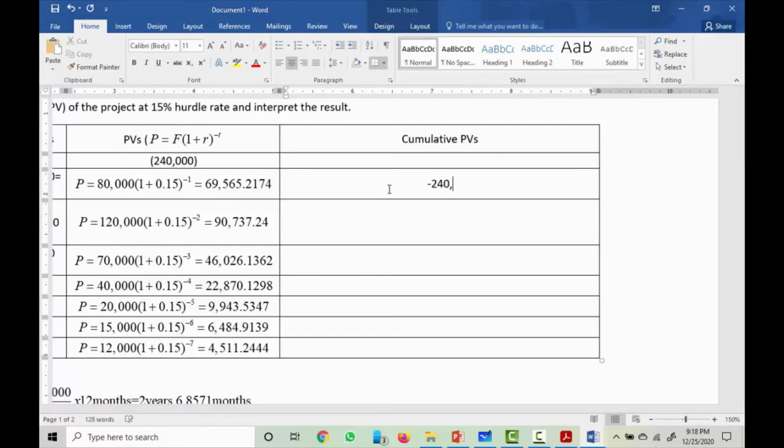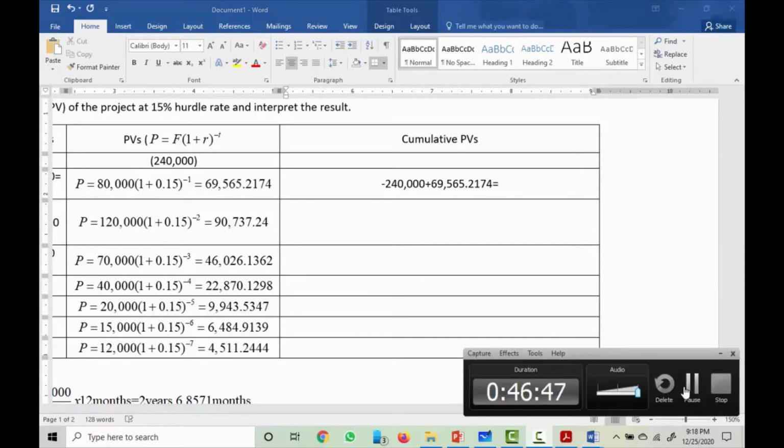So the first present value is -240,000. And then with this one, we need to add this one, that means 69,565.2174. So this one plus this one. We will add all the present values that way to find out the cumulative present values. So let us see what the answer is.